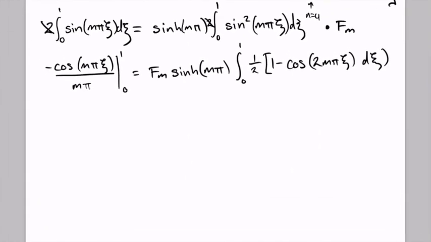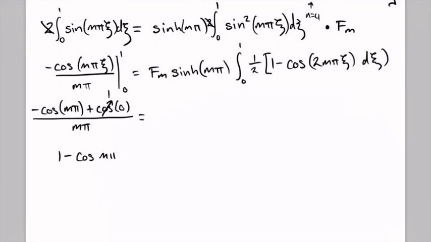Coming back to our left-hand side, we can evaluate the limits of integration. So we have the negative cosine of m pi, minus the cosine of, plus the cosine of 0 over m pi. Cosine of 0 is 1. And so we'll skip down one more line and we'll just write this as 1 minus the cosine of m pi over m pi. And we can simplify that a little more, or at least change the form, but we'll leave it for the time being.